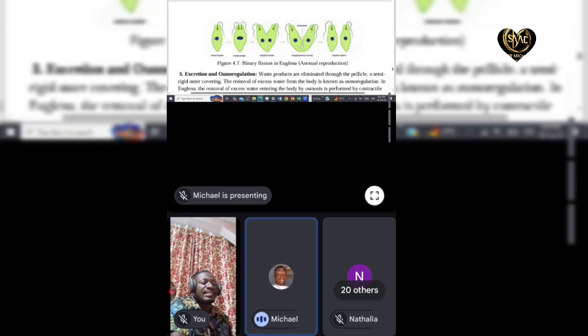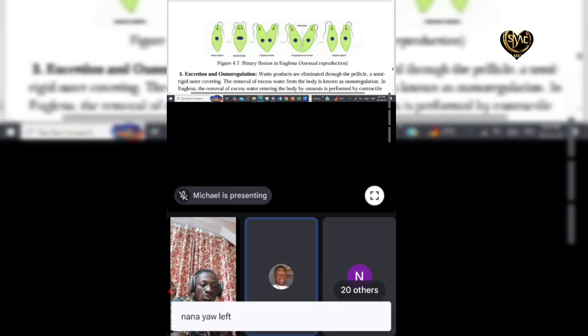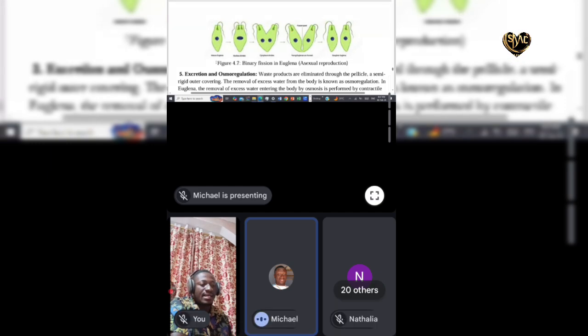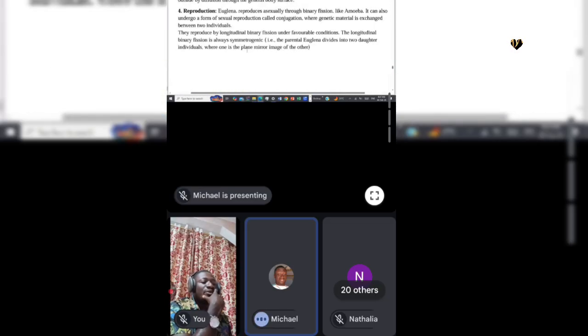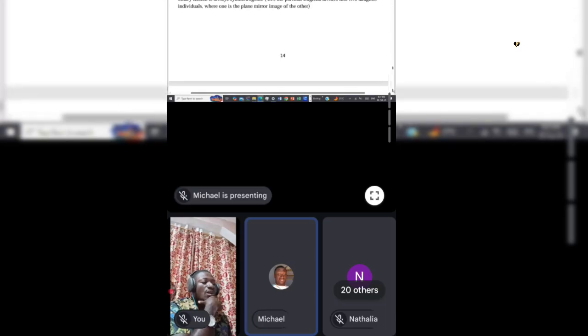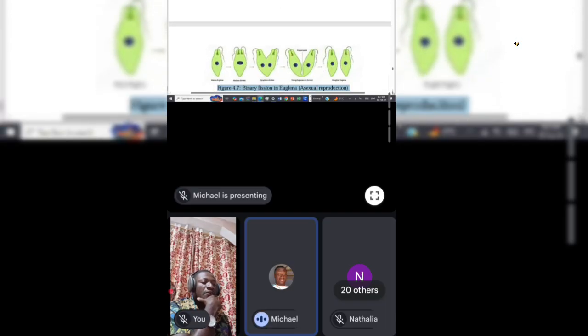But what we just demonstrated is the binary fission. That is the most used. I think at first it was noted that they only undergo asexual reproduction, but now through research we have realized that they can also undergo a form of conjugation to produce four daughter Euglena cells, unlike binary fission, whereby we get only two. So that is conjugation for you.